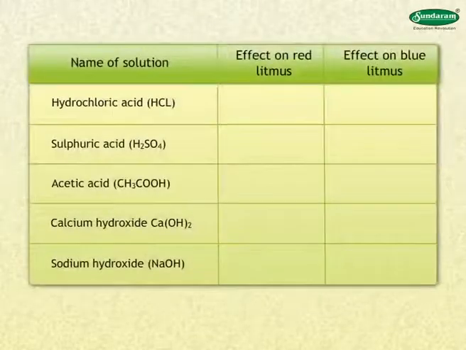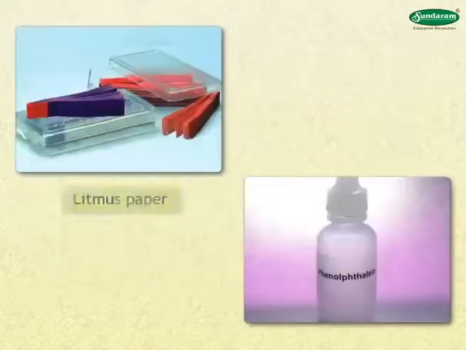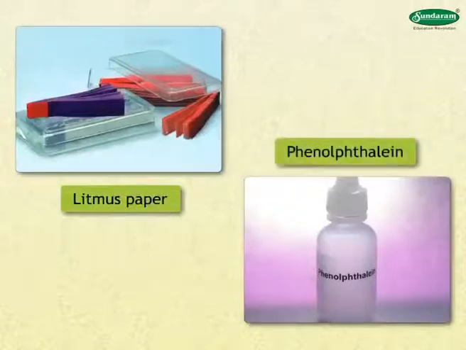Let us try this. Obtain dilute solutions of hydrochloric acid, that is HCl, sulfuric acid, that is H2SO4, acetic acid, that is CH3COOH, sodium hydroxide, that is NaOH, calcium hydroxide means slaked lime, that is Ca(OH)2. You can make the dilute solution by adding water. Add litmus paper and phenolphthalein to each of these solutions and write your observations in the following table.